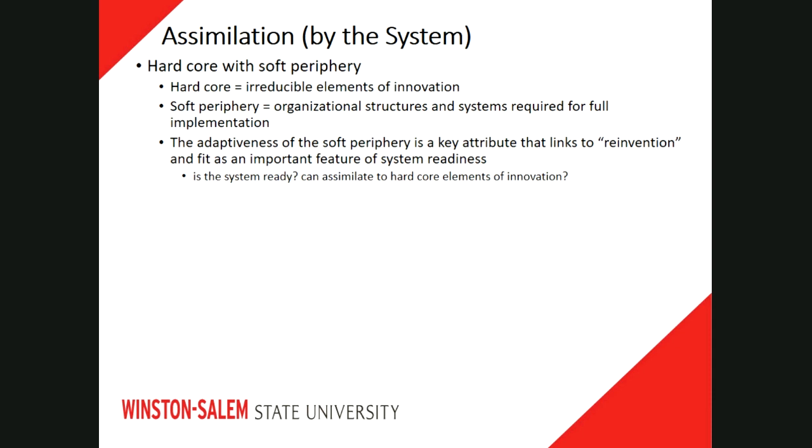And so the adaptiveness of the soft periphery is a key attribute that links even back to reinvention and fits as an important feature of system readiness. So is the system ready, and can it assimilate to the hard core elements of the innovation? And so this model is so that when you see things happening, you're able to refer back to, this was in Greenhalgh's model, his diffusion of innovations model, and it can be explained by that model.